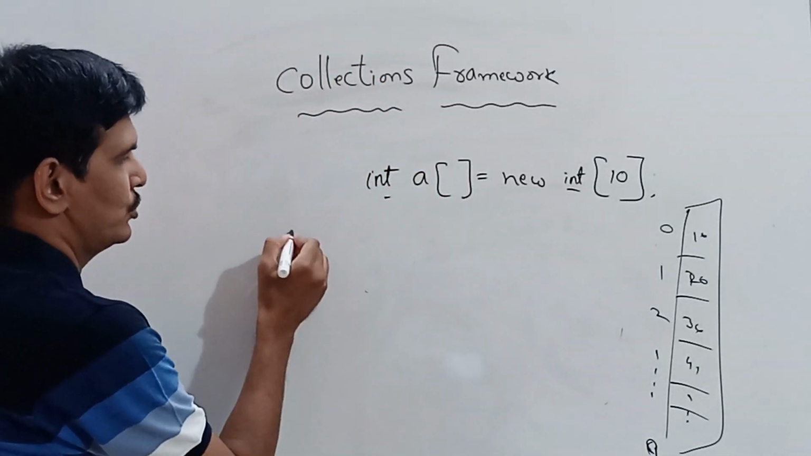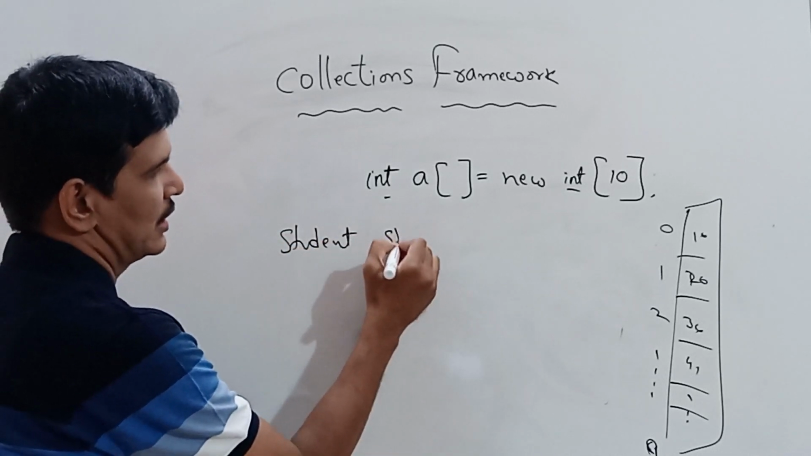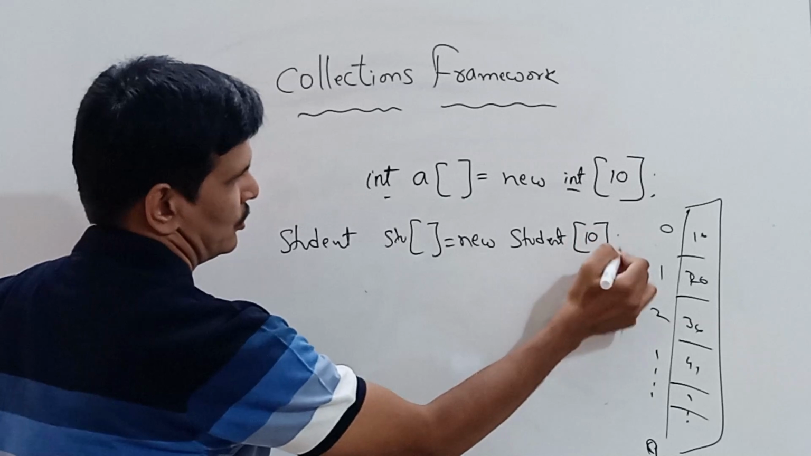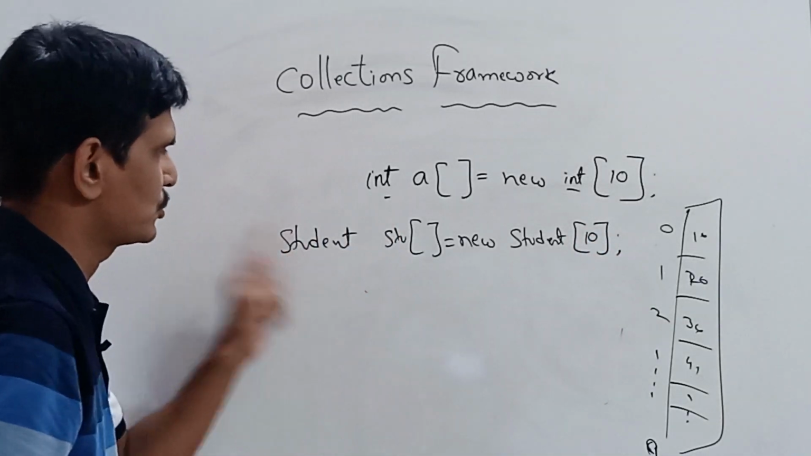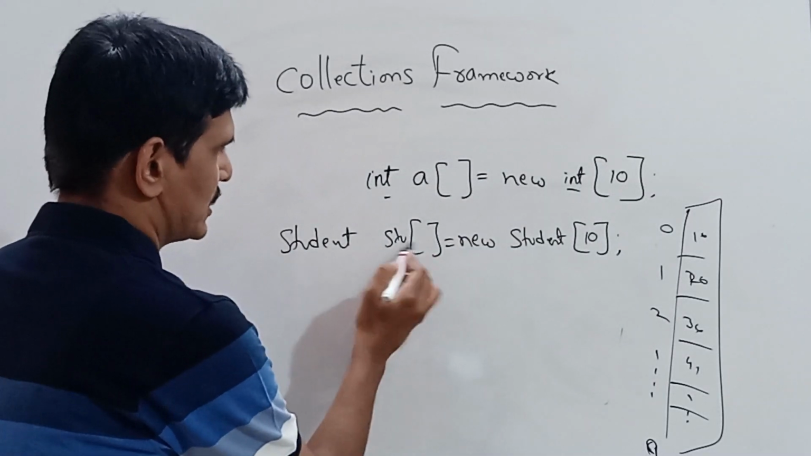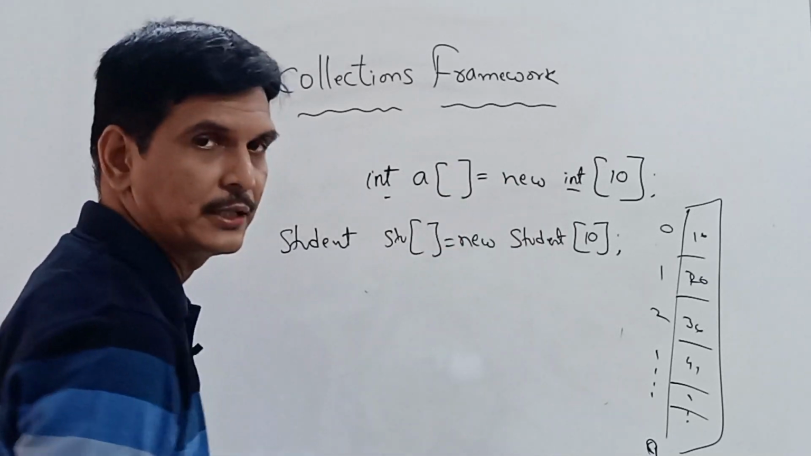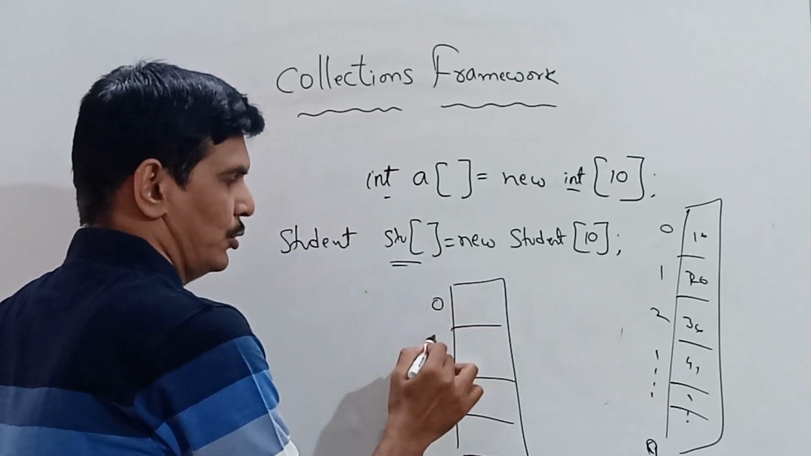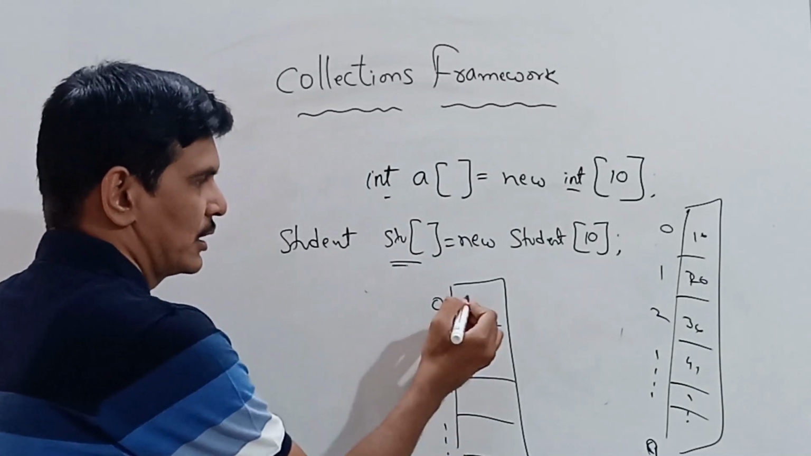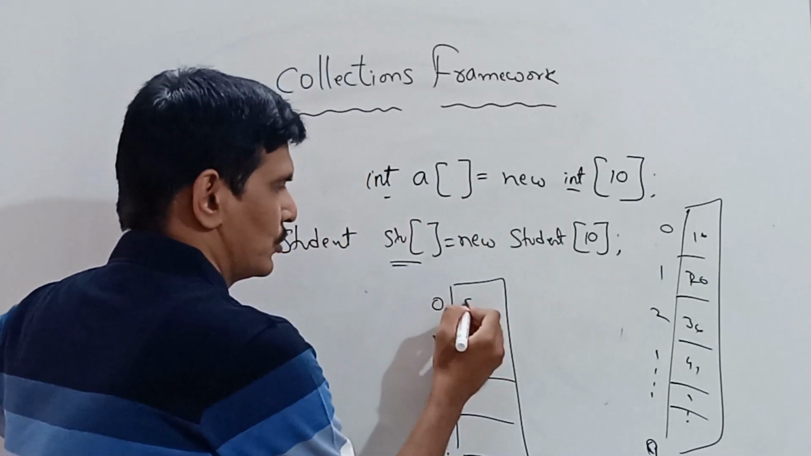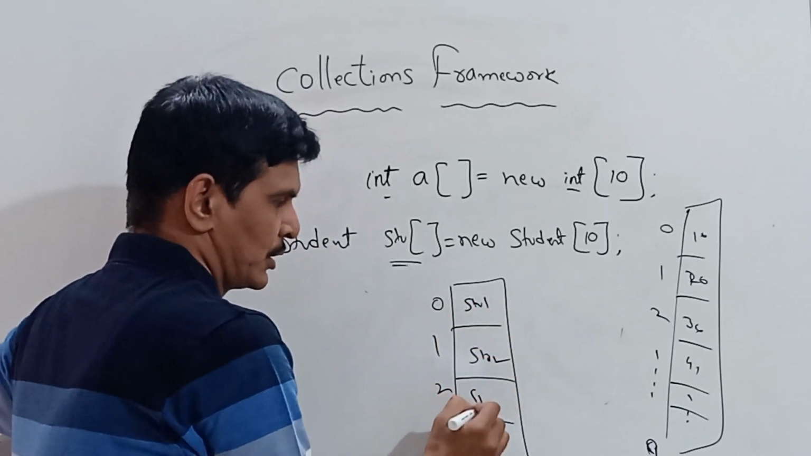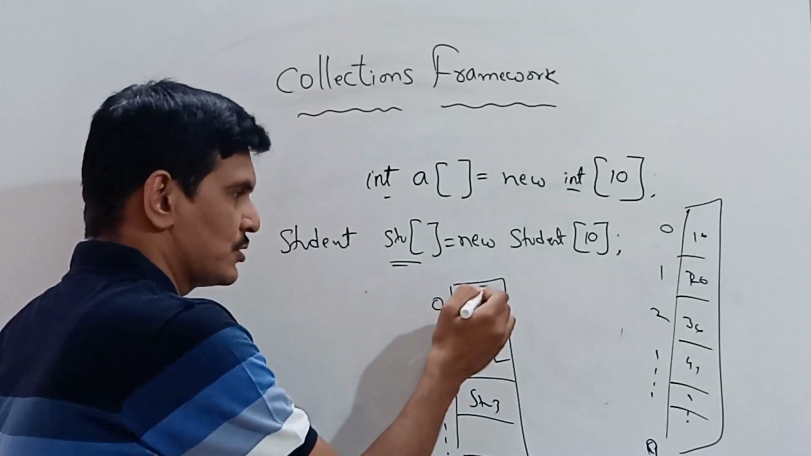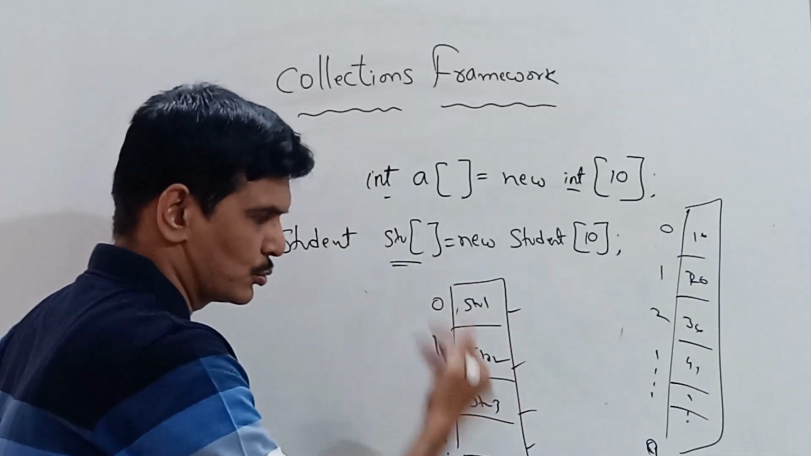Similarly, if I create an array with a student class object, let us say Student stu equal to new Student of 10. Now observe this: instead of a data type, I use a class here, Student. So when I create an array like this, Student stu is an array and new Student of 10 will create 10 locations, 0, 1, 2, and so on. In every location we can store some student object details, like here one object, here another object, and so on. So when I create an array with the Student type, I can store only student information in those locations. It can hold only student objects.